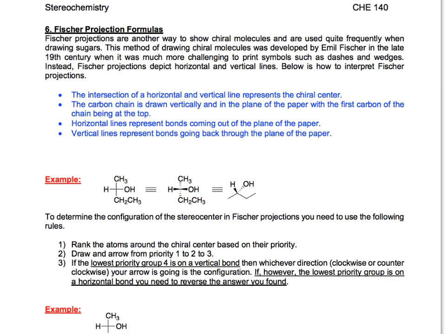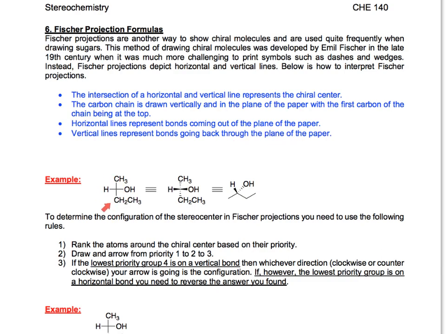When dealing with Fischer projections, the intersection of a horizontal and vertical line represents the chiral center. The carbon chain is drawn vertically and in the plane of the paper, with the first carbon of the chain being on top. The horizontal lines represent bonds coming out of the plane of the paper at the viewer, and the vertical lines represent bonds going back through the plane of the paper.